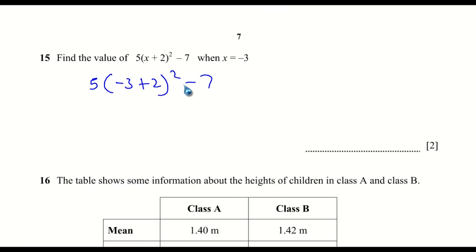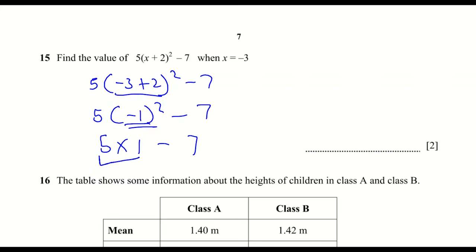Using BODMAS, we start with the parentheses. So let's simplify this: 5 into negative 1 squared minus 7. Let's finalize the parentheses. It will be 5 multiplied by positive 1, because negative 1 squared means positive 1, minus 7. Then let's do this multiplication: 5, then minus 7. So the final answer is negative 2.